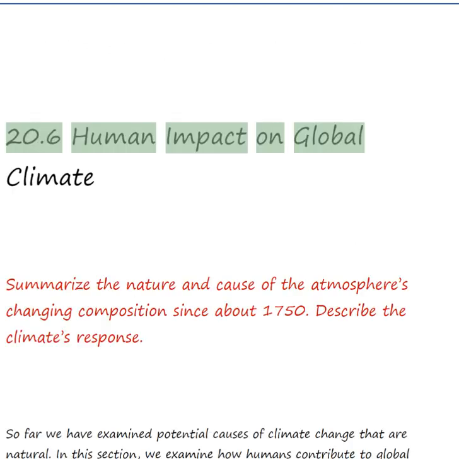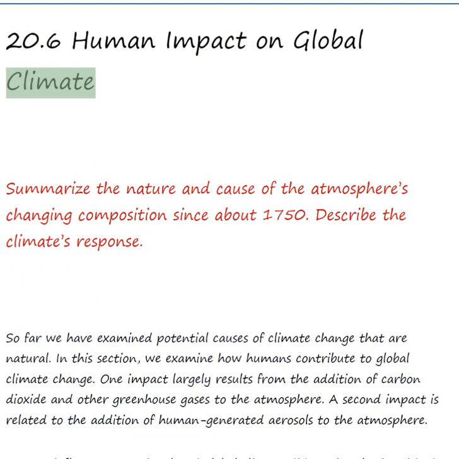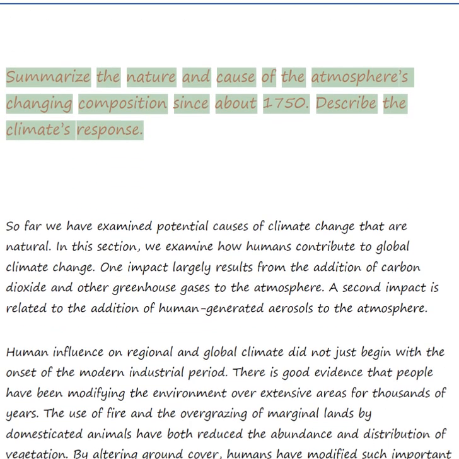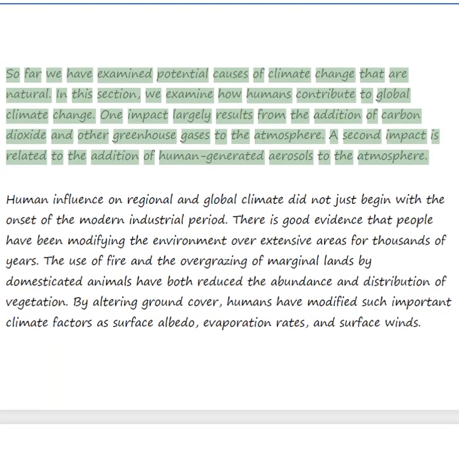20.6 Human impact on global climate. Summarize the nature and cause of the atmosphere's changing composition since about 1750. Describe the climate's response. So far we have examined potential causes of climate change that are natural. In this section, we examine how humans contribute to global climate change. One impact largely results from the addition of carbon dioxide and other greenhouse gases to the atmosphere. A second impact is related to the addition of human-generated aerosols to the atmosphere.